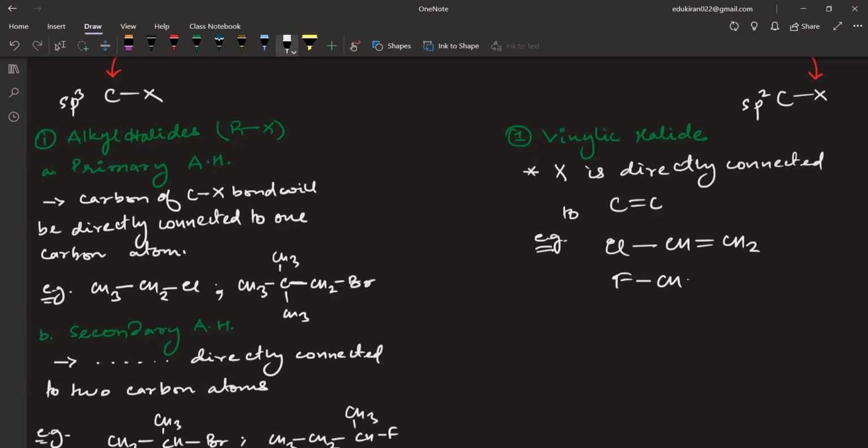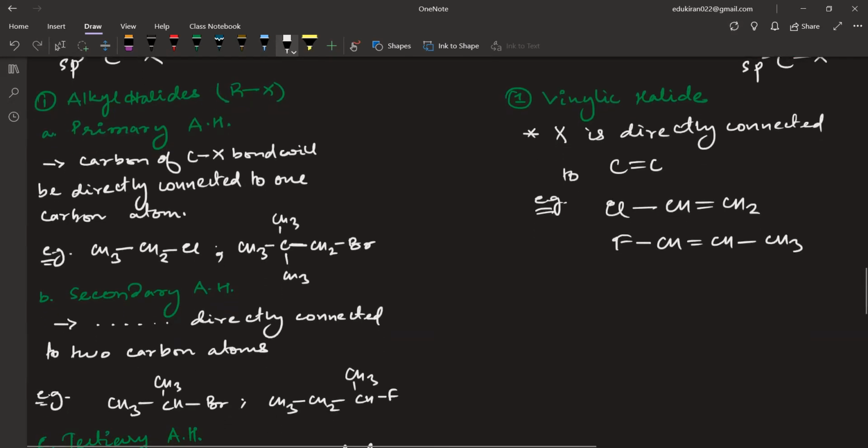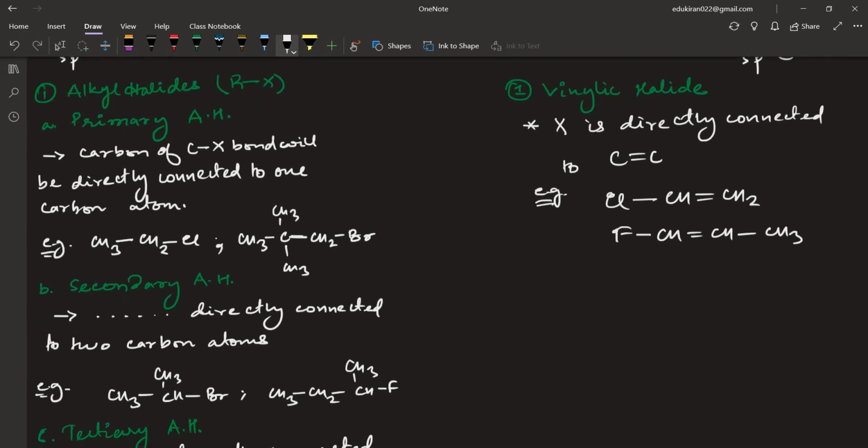Chlorine connected to CH double bond CH CH3. All of these examples are vinylic halides. Is this clear? Yes or no? Please tell me. Okay. One thing you should note here: in vinylic halide, you will have lone pairs here. Yes or no? Tell me. Okay, there will be lone pairs.